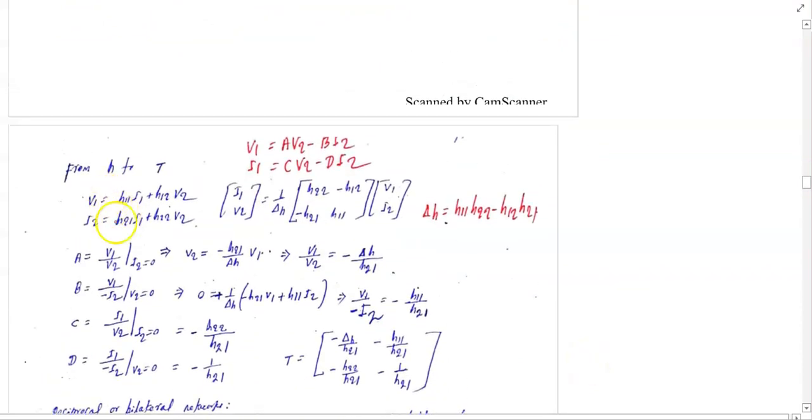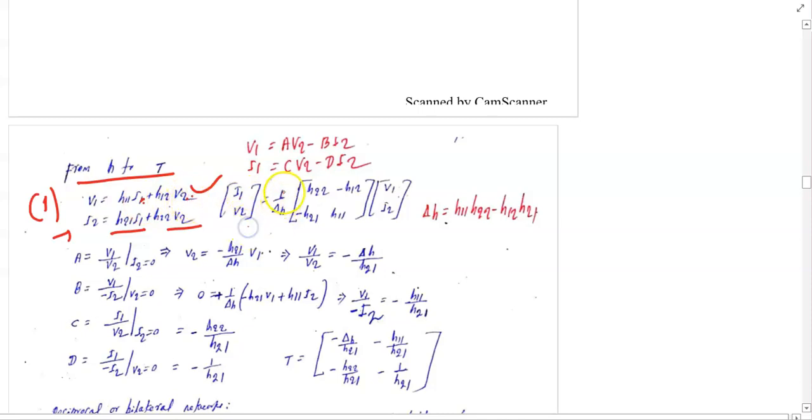Now come to H to T parameters. H parameters, hybrid parameters, H to T parameters. Same process, first step, write the H parameters: V1 is H11 I1 plus H12 V2, and I2 is H21 I1 plus H22 V2. Take the inverse of this equation for I1, because here the relation is the input current and output voltage, or you can say port 1 current and port 2 voltage.